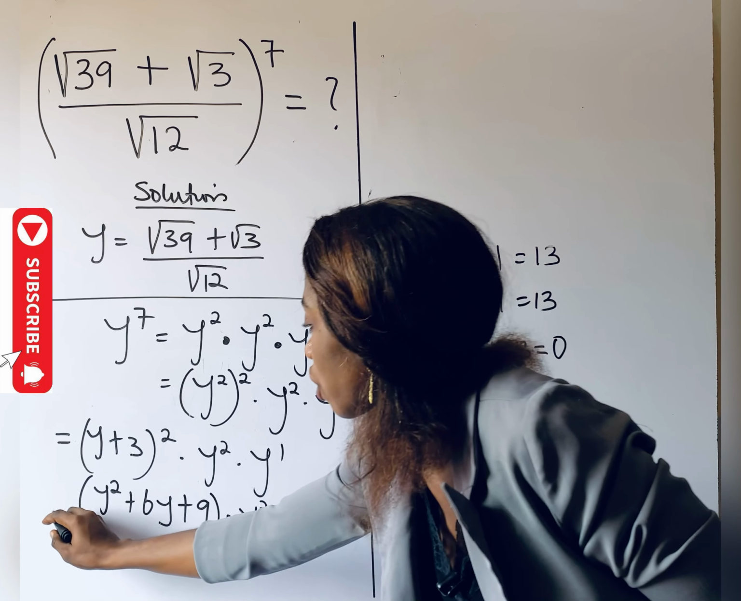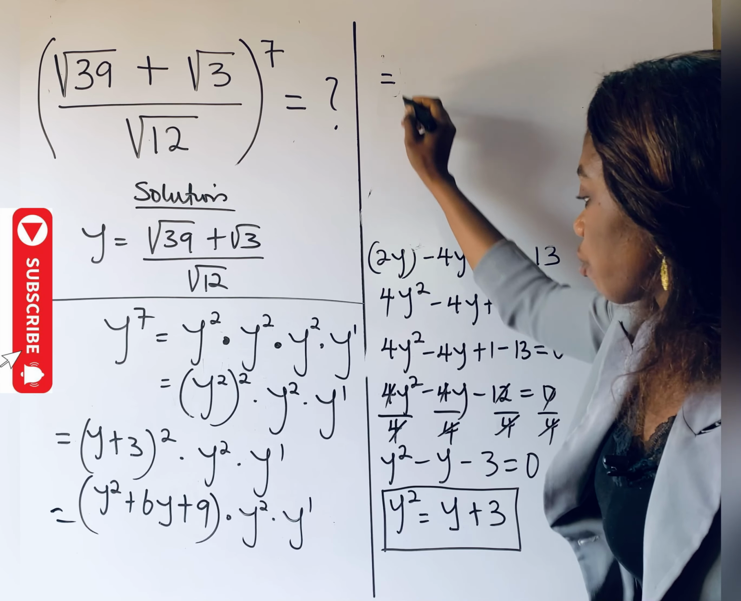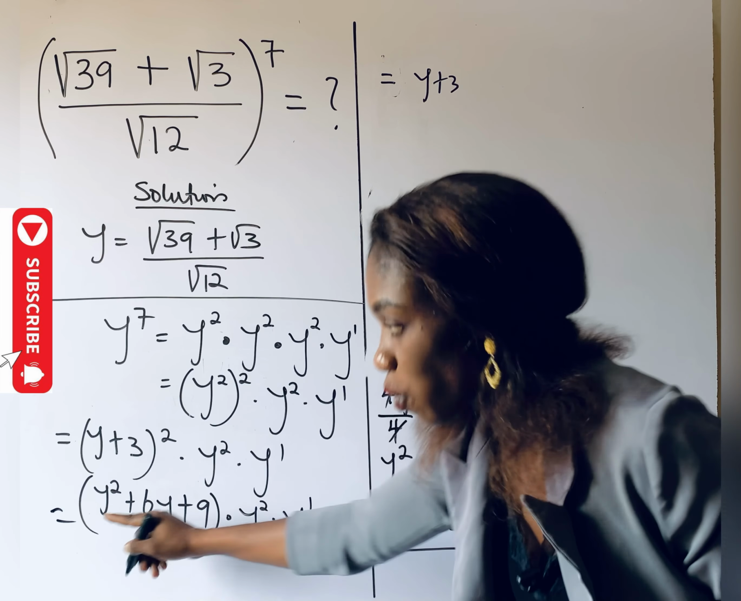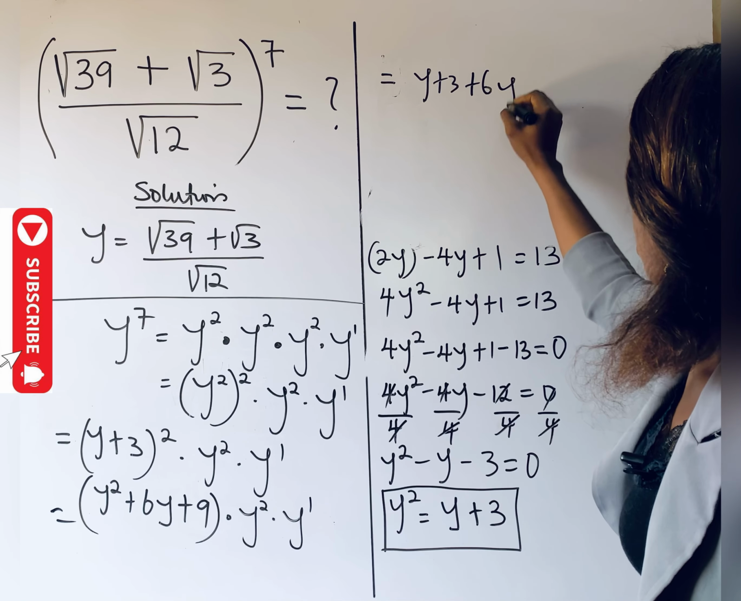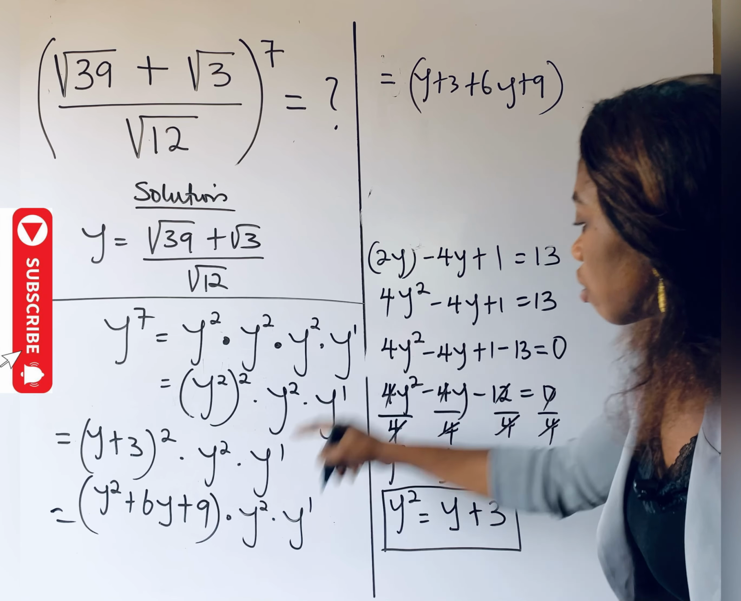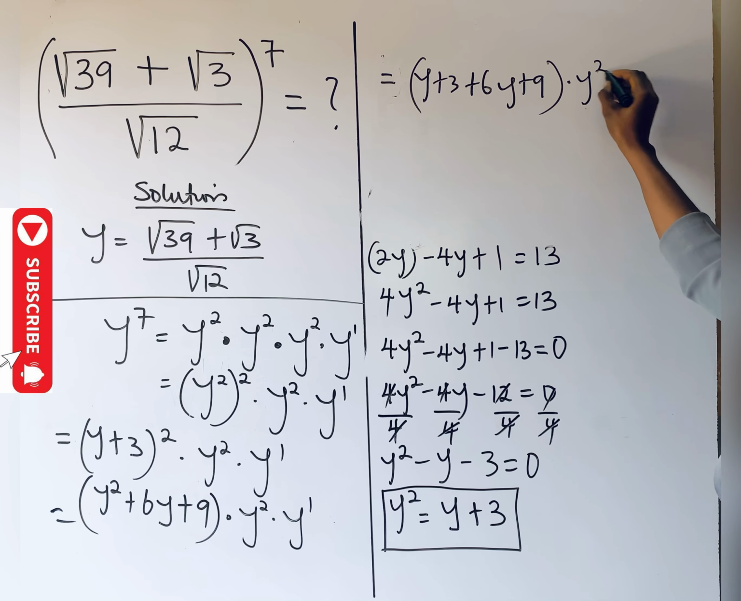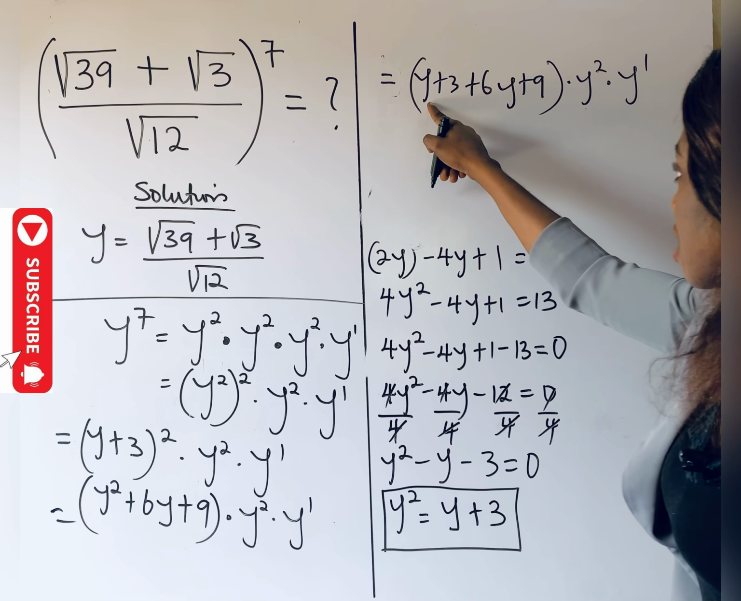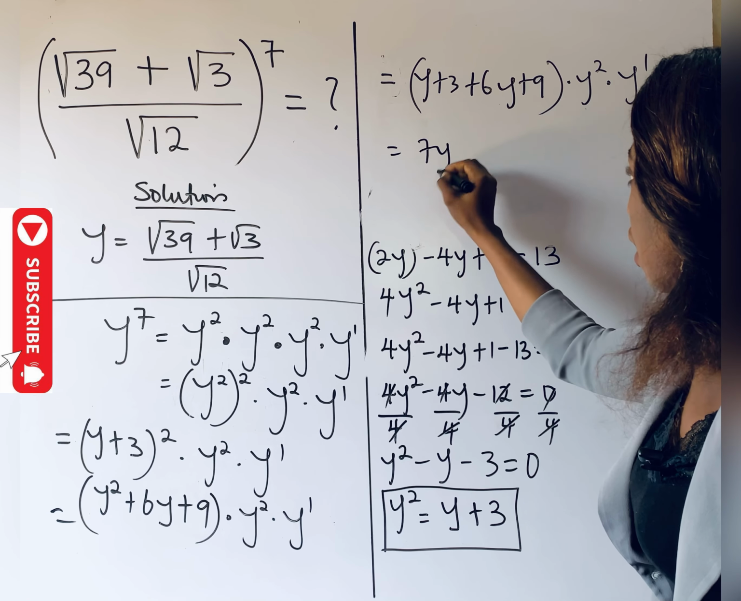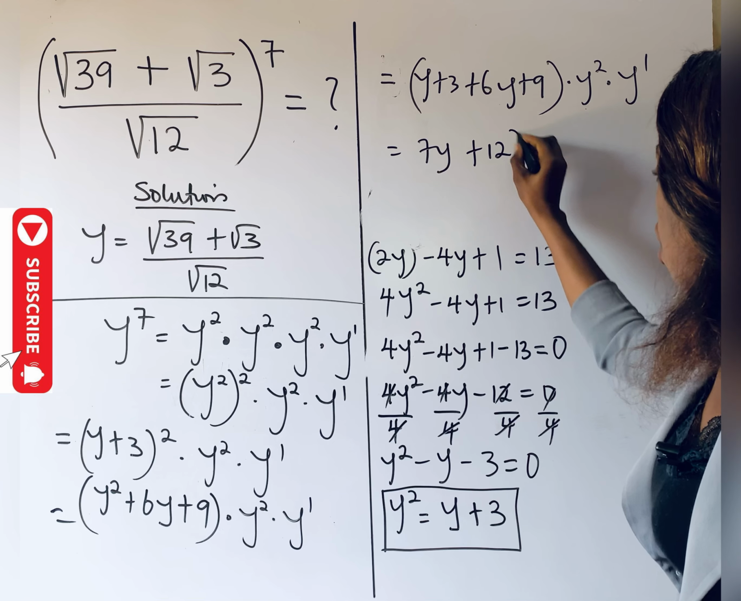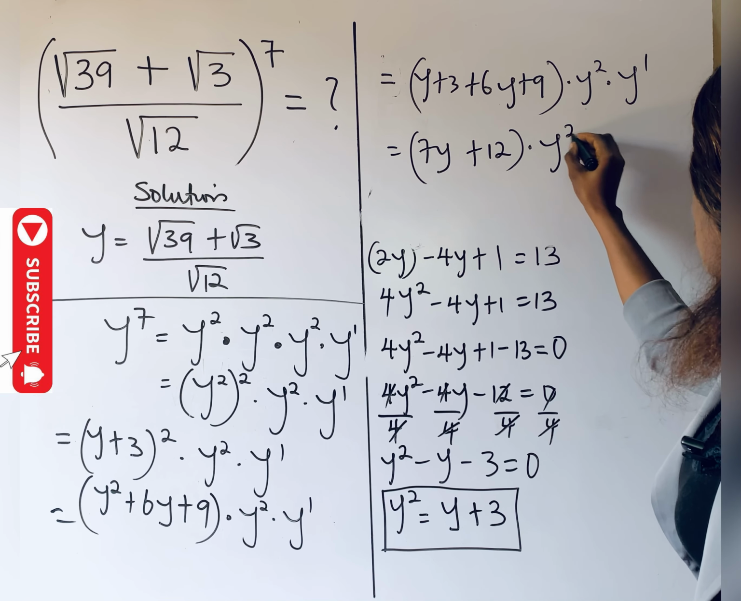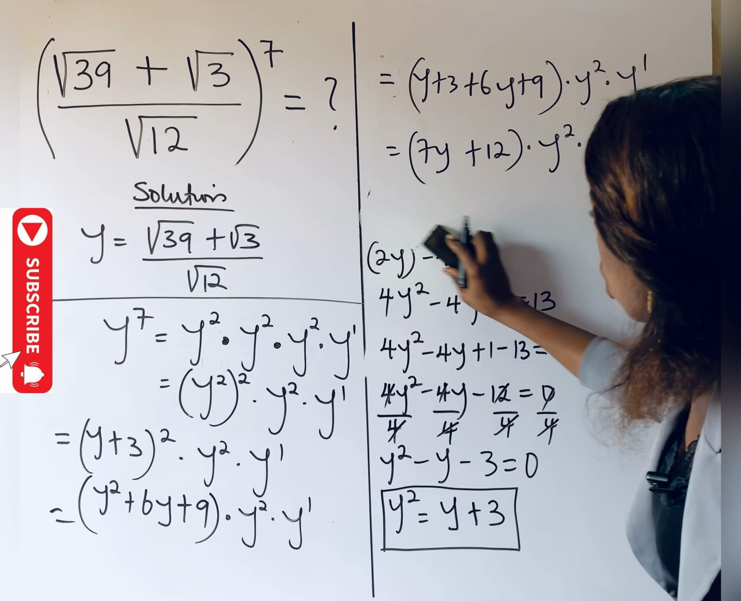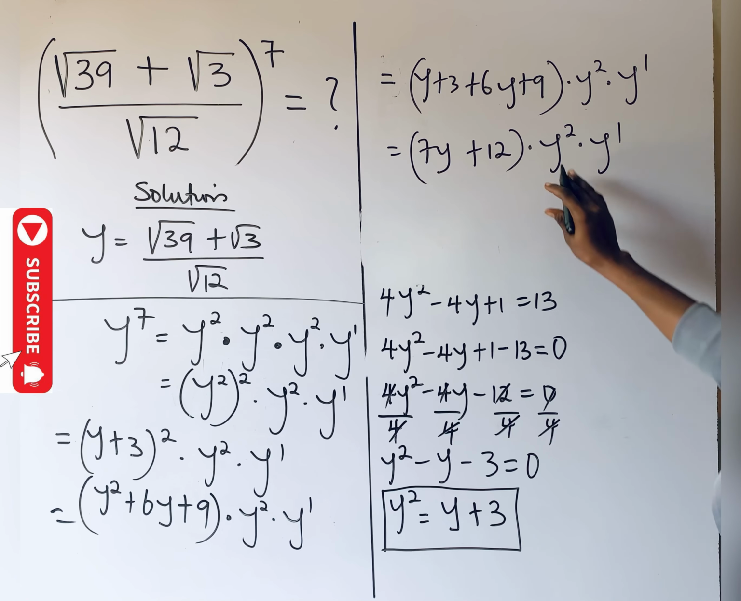So in that case, this is going to give us y plus 3, taking the value of y squared, plus 6y plus 9, then multiply by y squared, multiply by y to the power of 1. So let's add this. This plus this will give us 7y. This plus this will give us 12. Then multiply by y squared, multiply by this. So what do you do again? We are going to also simplify. So let's touch this now.